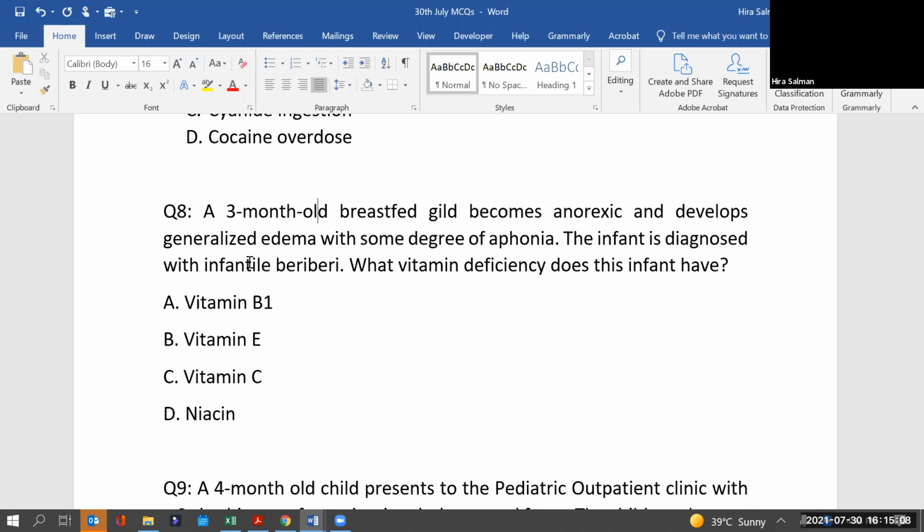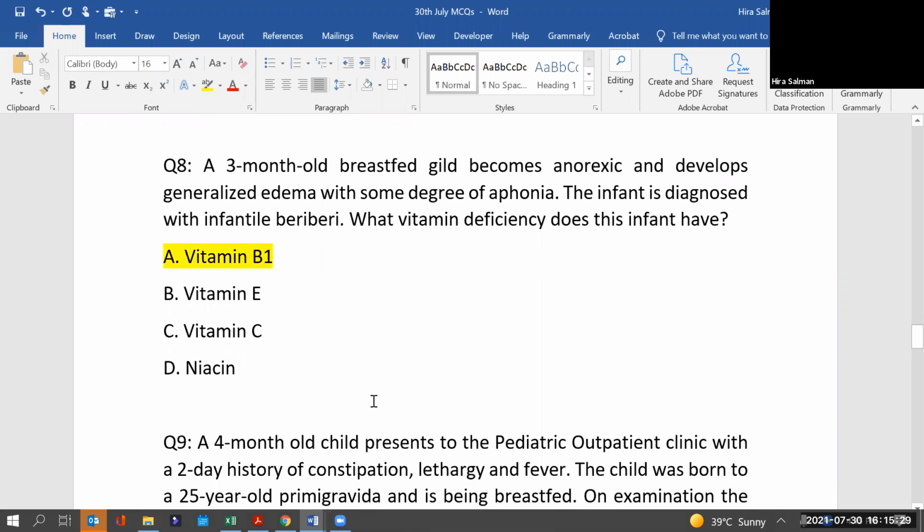Now, the infant is diagnosed with infantile beriberi. Now we have the diagnosis in our hand. What is the question asking? What vitamin deficiency does this infant have? So it's a very clear question. You know the diagnosis, infantile beriberi. So which one is deficient? Thiamine. If thiamine or vitamin B1 is mentioned, you have to choose that one.